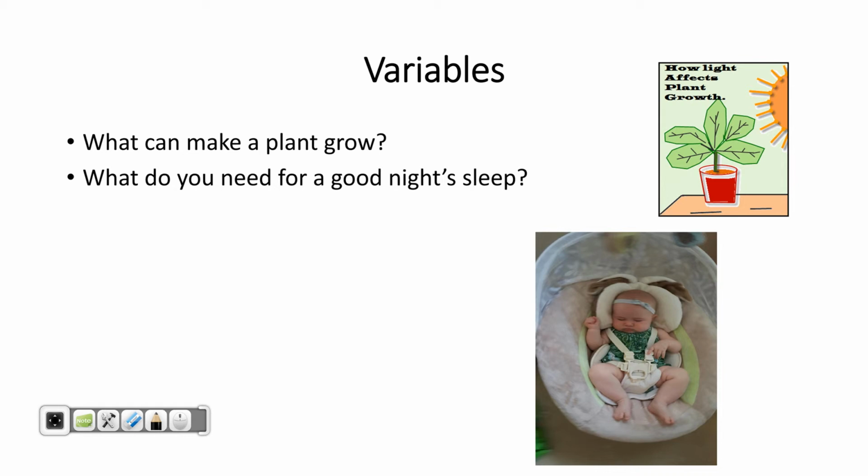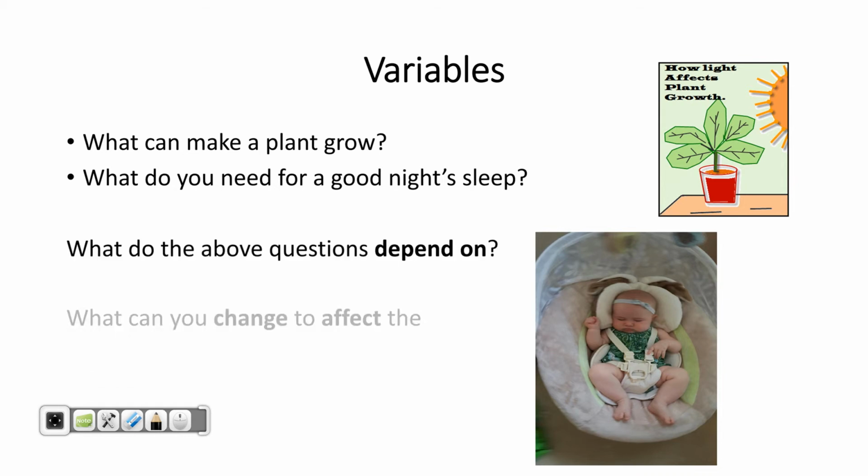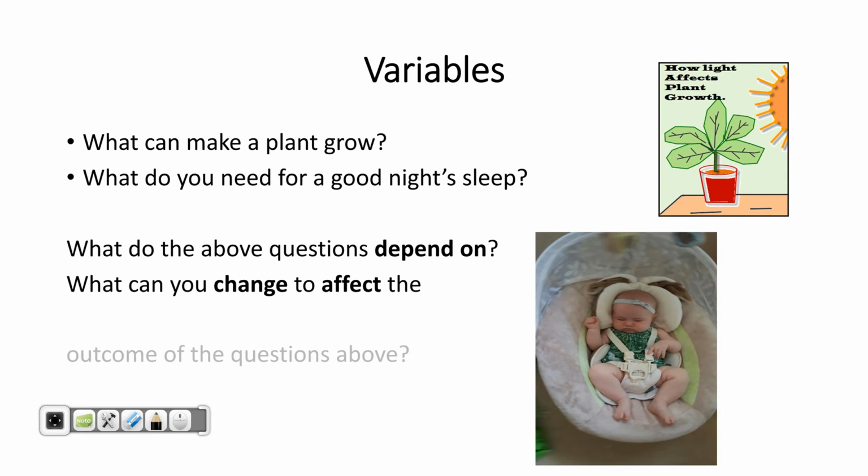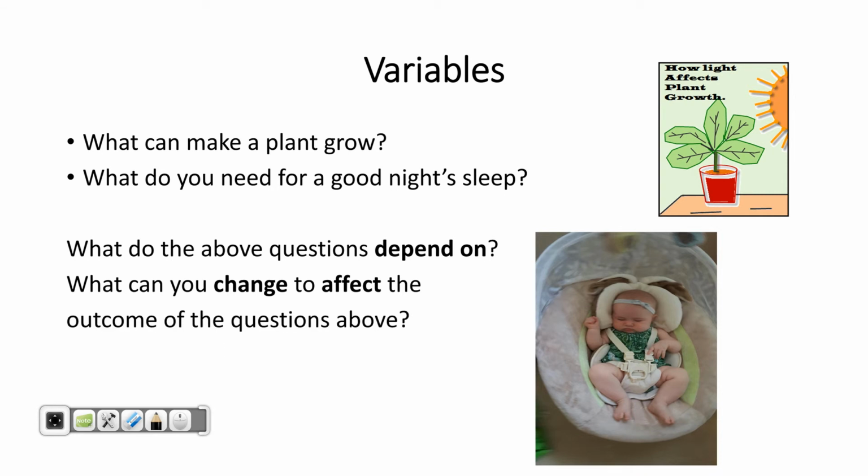What do we need for a good night's sleep? Is it the time we go to bed? The amount of sleep? The amount of quality sleep? What are we eating beforehand? Are we exercising? I mean, there's all sorts of things that can lead to a good night's sleep. So what do these things depend on? What can change or affect the outcome of the questions above? That's what we're basically doing. We're identifying the variables, the things that can change and affect these outcomes of plant growth and a good night's sleep.